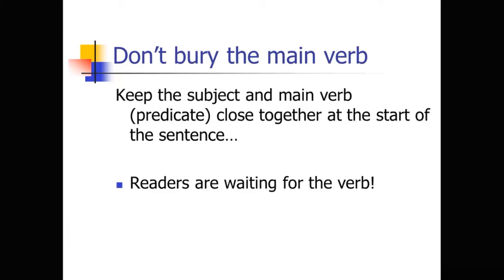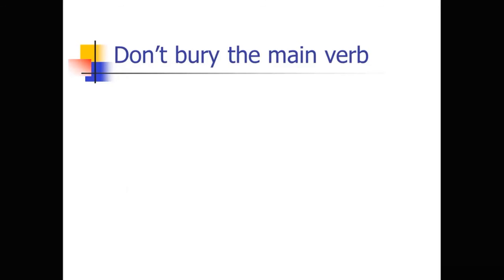So the final point to keep in mind in terms of writing with verbs is that you don't want to bury the main verb. What I mean by that is you want to make sure that the main verb of the sentence, which we call the predicate, is up close to the subject near the start of the sentence. The reason is that the readers are waiting for the verb. Once you give the reader the subject, the reader is sitting there waiting for the verb. And the reader is going to get lost if there's a lot of material between the subject and the verb. They're simply waiting for the verb, and until they get there, they're going to be lost. So if you put too much stuff there, you're going to lose your reader.